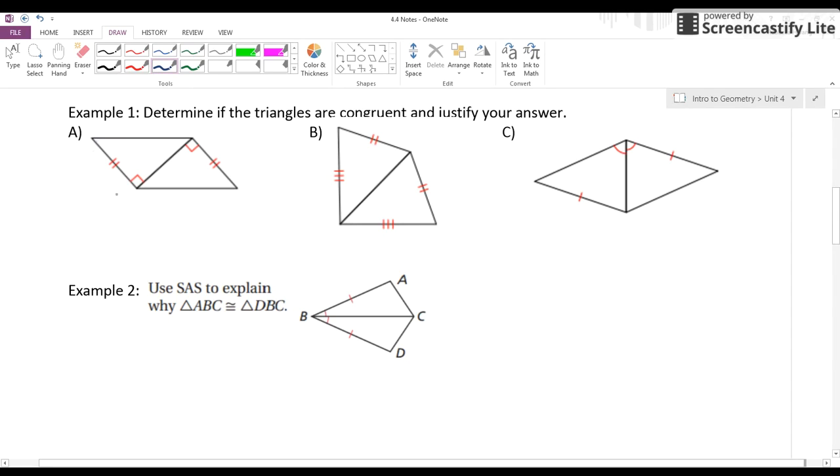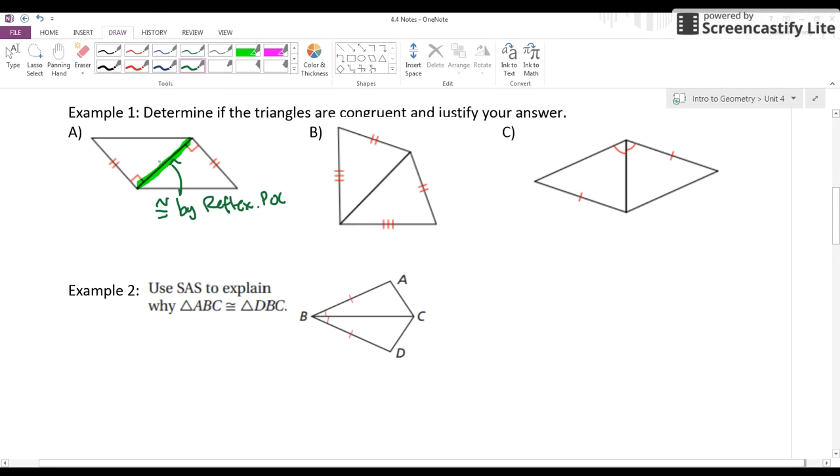I think in A, very clearly, SSS is not going to work because I don't have enough information for all three sides. But what's interesting here is I know something about this line segment in the middle. Does anyone remember what this property is called when they share it? Hopefully you caught that. This is the reflexive property, right?